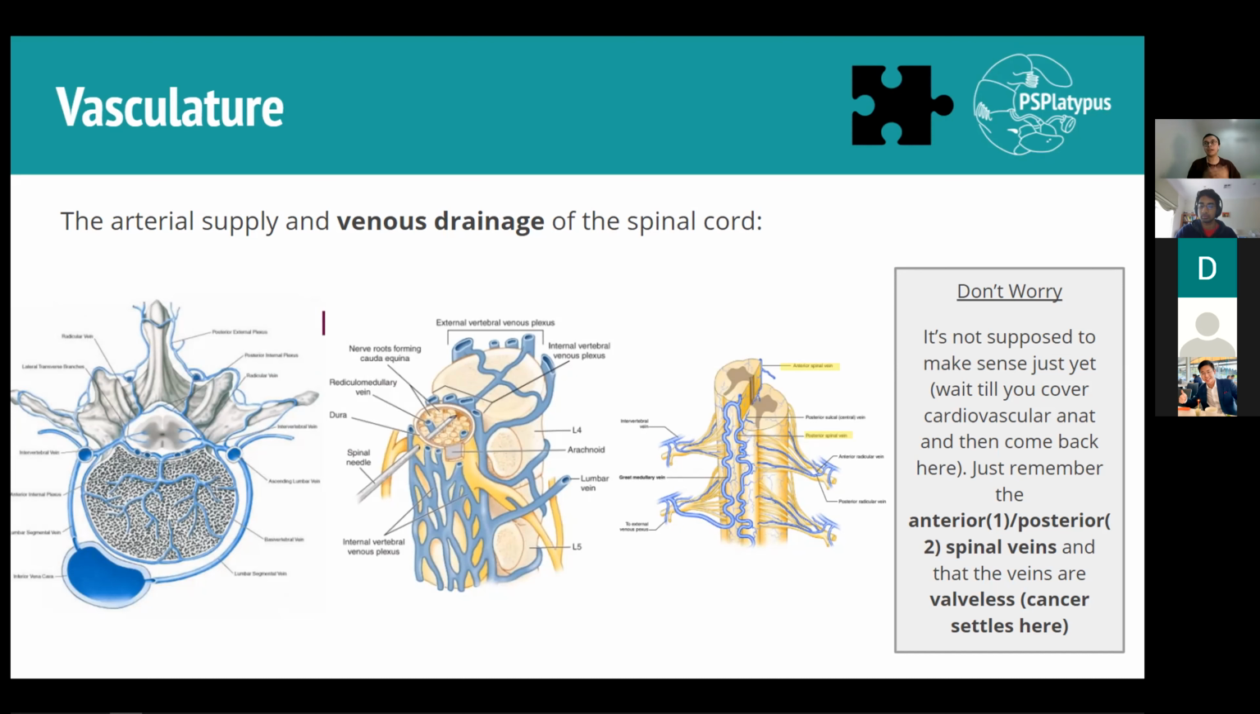The dangerous part is that it can actually travel up the spinal cord because these veins are all interconnected as they go up, and eventually potentially even cause cancer in the brain, which is why it's important to understand the clinical anatomy, to understand the clinical aspect of it as well. All right.